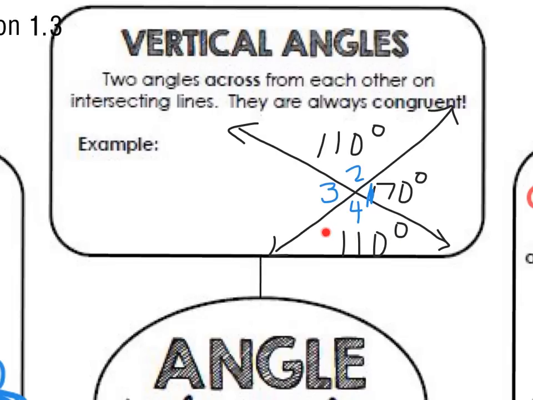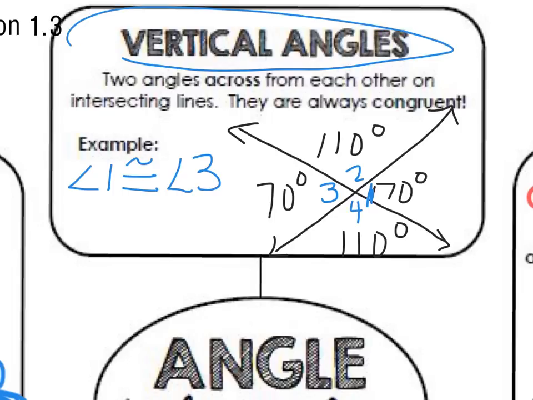They have to add up to 180. So angle 3 is going to be 70 degrees. All right, so vertical angles are across from each other. So across from angle 3 is angle 1. And we know that they are congruent. We just figured out those are congruent. So we say angle 1 is congruent to angle 3. That's one pair of vertical angles.